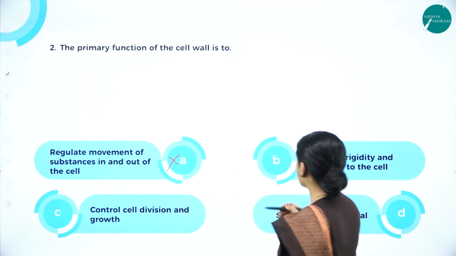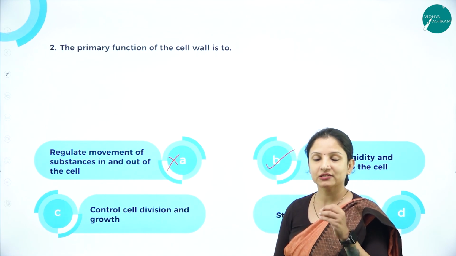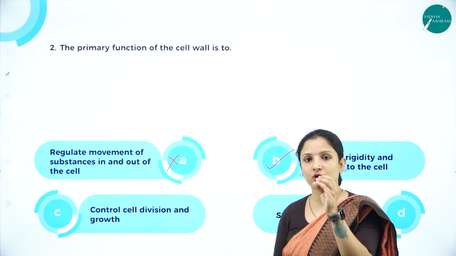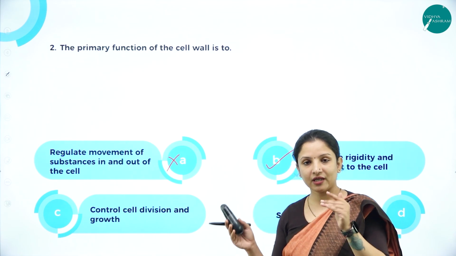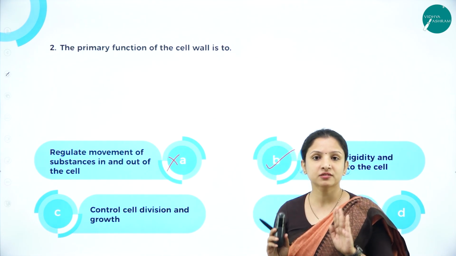Provide rigidity and support to the cell. Yes, the main function of the cell wall is to provide rigidity and support to the cell, because the cell wall forms the outermost covering. Therefore, it is quite rigid and it maintains the proper shape of the cell, supporting the cell.